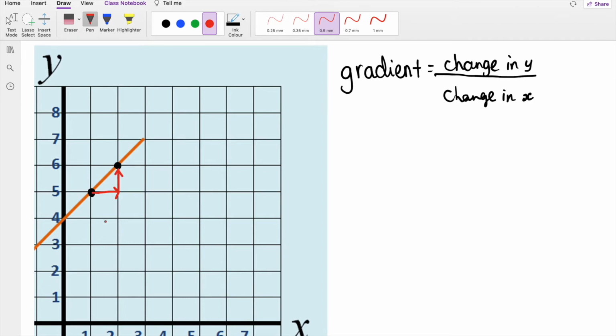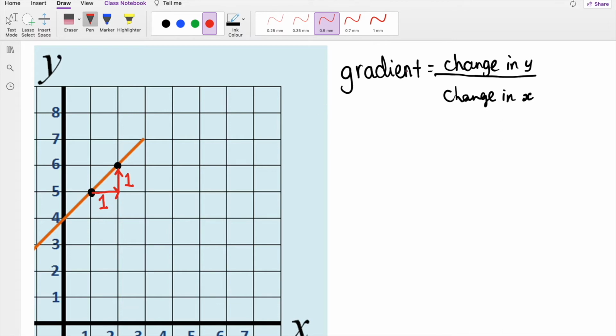So I'm going to write that actually on each arrow. Because I've gone to the right, that's a move of positive 1. I've gone from 1 to 2 on the x-axis, and because I've gone up from 5 to 6 on the y-axis, that is also a positive 1 in the y direction.